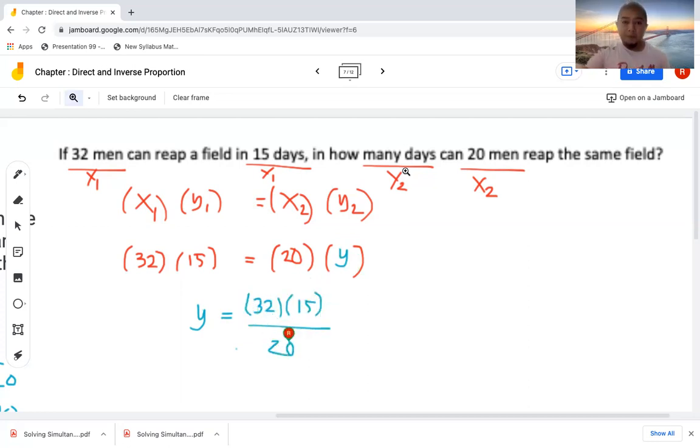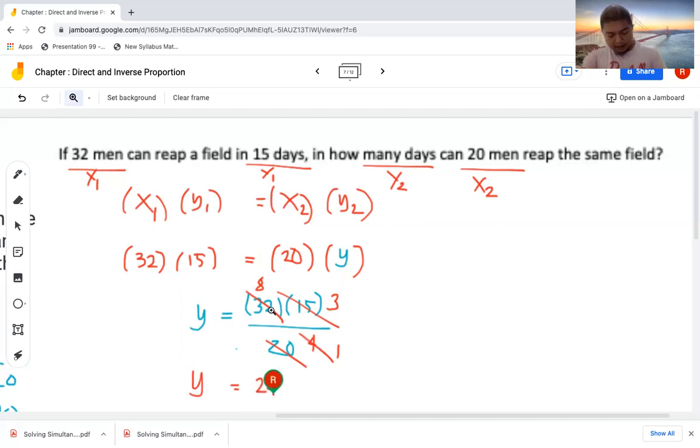All right. So from here, you will now know that these numbers can be canceled. So let's say, for example, I can divide 15 and 20 by 5, which gives me 3 and 4. And this 4 and 32 can be canceled out if I divide both terms by 4. So this is going to give us 8. So now we know that y is equivalent to 8 times 3, which gives you 24.